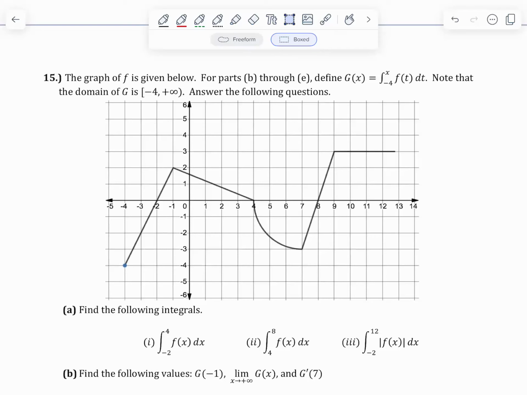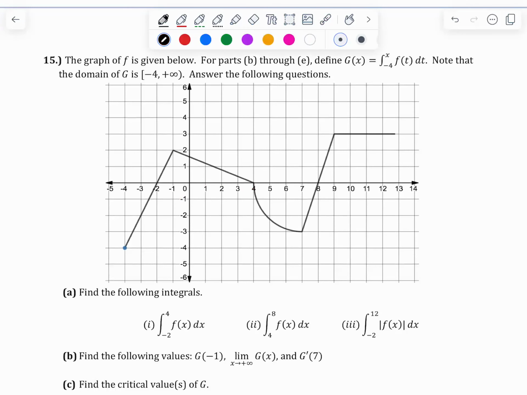The integral from -2 to 4. That's a triangle, right? From -2 to 4, that's just the area of this thing. So 1, 2, 3, 4, 5, 6. It's a base of 6 and a height of 2. 1/2 the base times the height. This is 6.